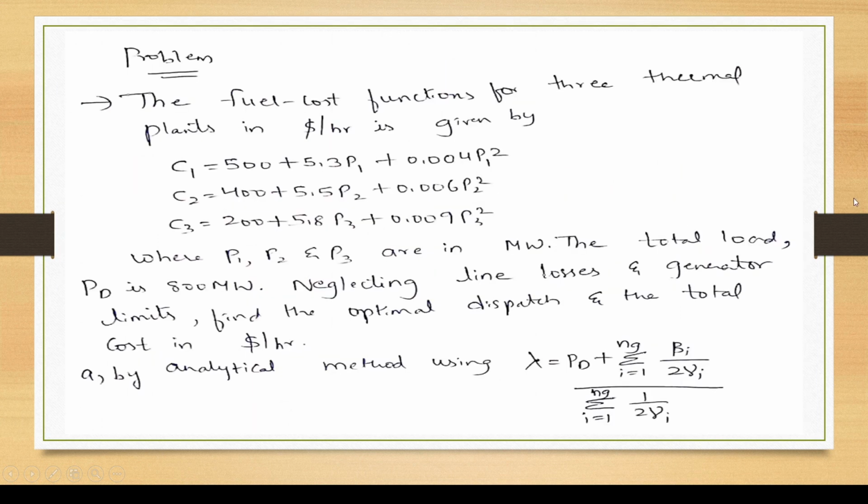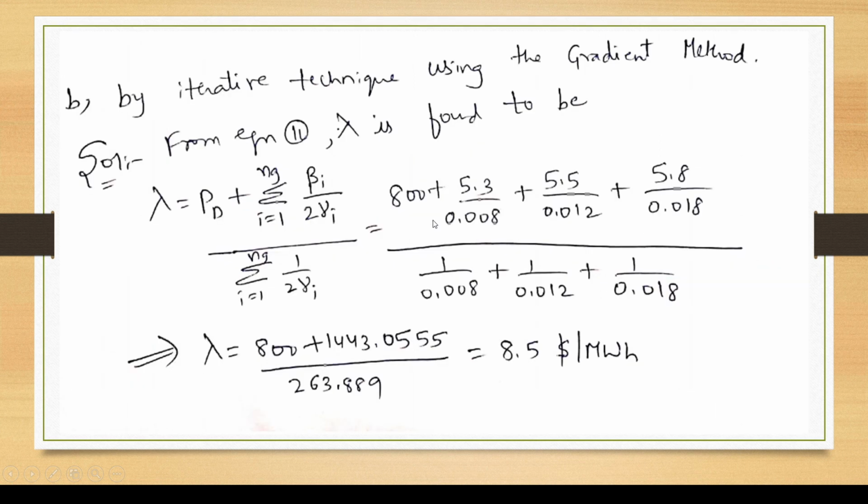Next is summation i equal to 1 to ng 1 by 2 gamma i. Again, we have three plants here, so i is equal to 1 to 3. That will be 1 by 2 gamma 1 plus 1 by 2 gamma 2 plus 1 by 2 gamma 3. So the gamma is here. So 1 by 0.008 plus 1 by 0.012 plus 1 by 0.018. This will be my denominator value. After calculation, I get the value of lambda as $8.5 per megawatt hour.